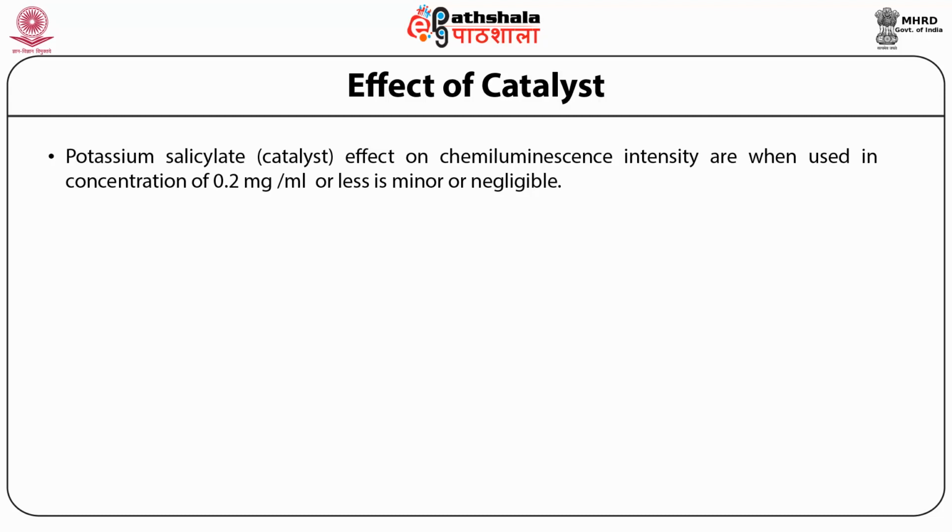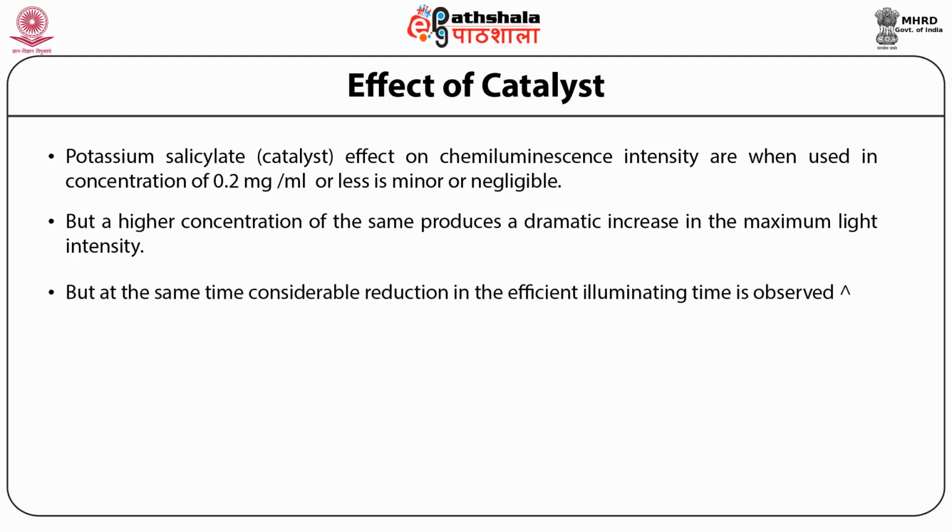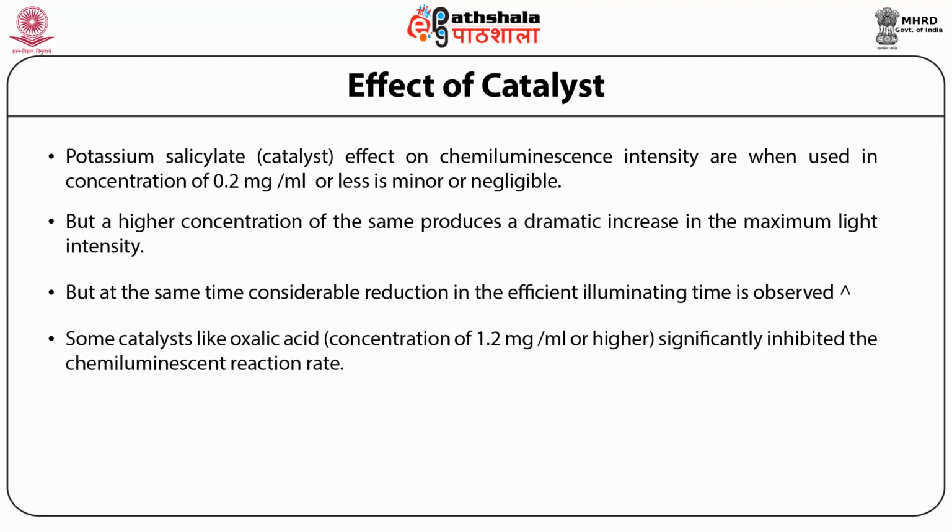It has been seen that when used in a concentration of 0.2 mg per ml or less, the effect is minimum or negligible. But when the same is used in higher concentrations, there is a dramatic increase in the maximum light intensity. But at the same time, considerable reduction in the efficient illuminating time has been observed, therefore prohibiting the practical use of potassium salicylate. Some catalysts like oxalic acid, which are effective in a concentration of 1.2 mg per ml or higher, significantly inhibit the chemiluminescent reactions.